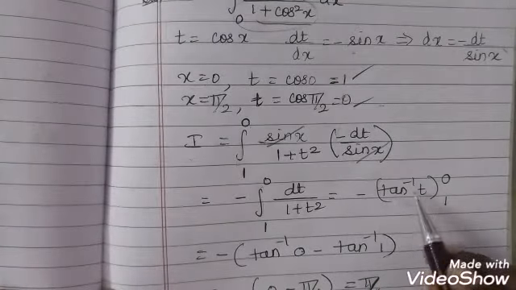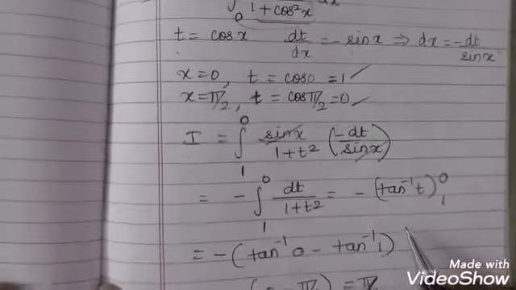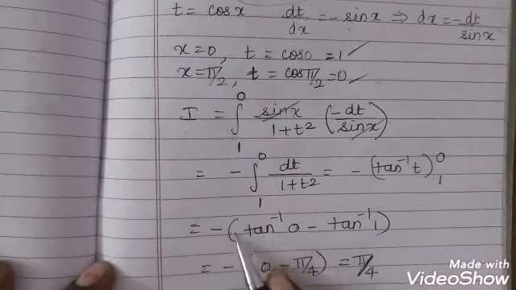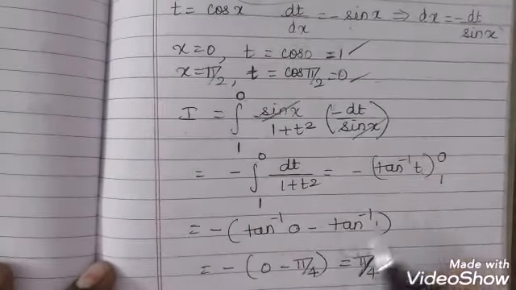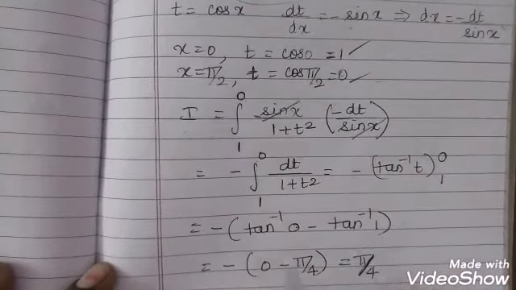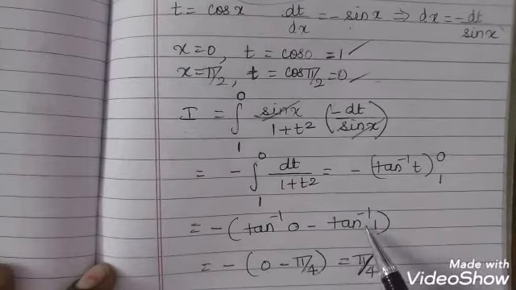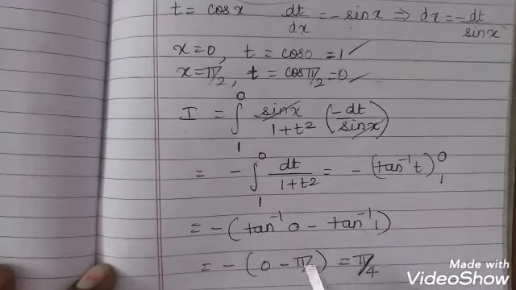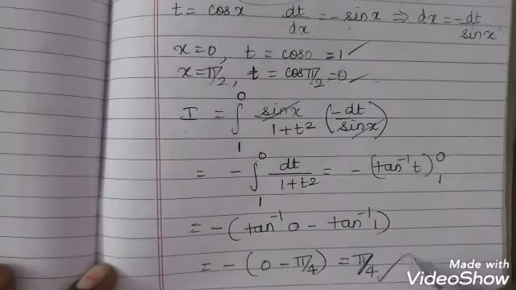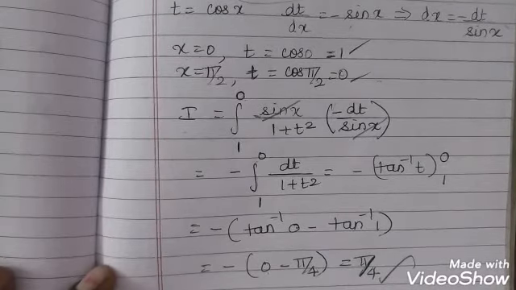So what will you get? It's minus of tan inverse of t over the limit 1 to 0. So it's minus of tan inverse of 0 minus tan inverse of 1. So what will I get? What is tan inverse of 0? It's nothing but 0. What is tan inverse of 1? It's nothing but pi by 4. So here minus of minus, what's the answer you get here? It's equal to plus pi by 4.